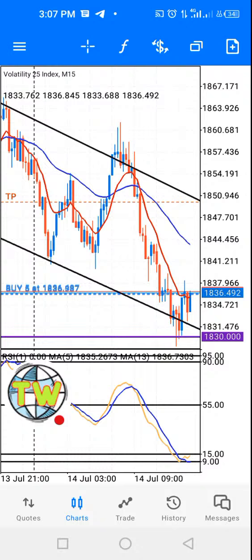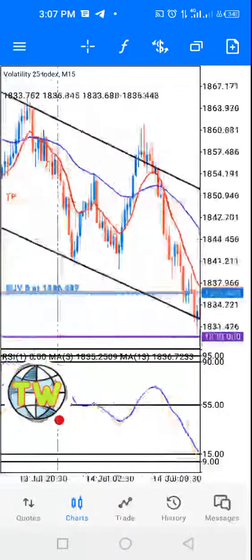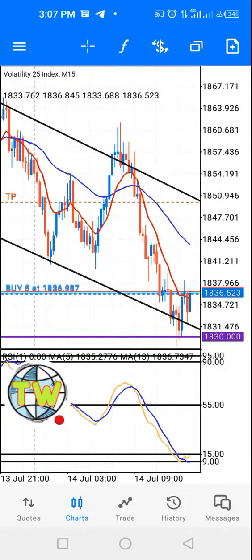So there's this other thing I need to let us know about volatilities, probably Boom and Crash, and other pairs that we trade on binary.